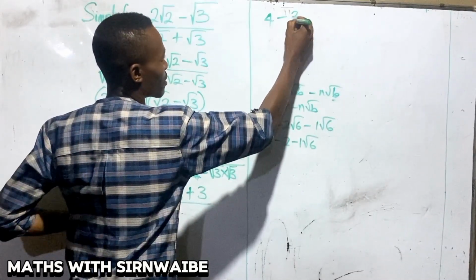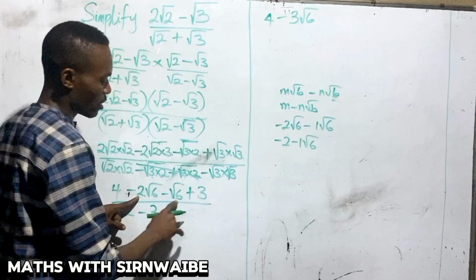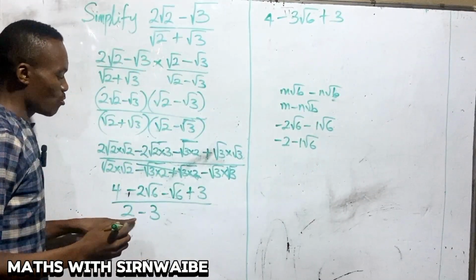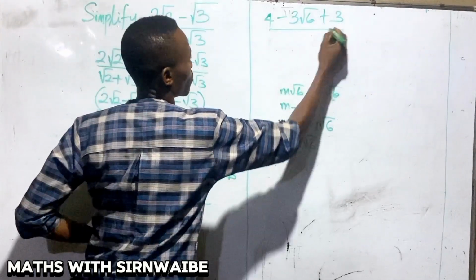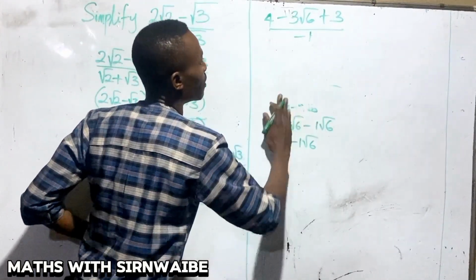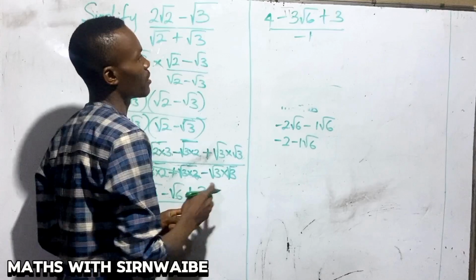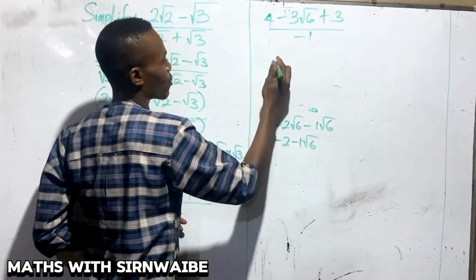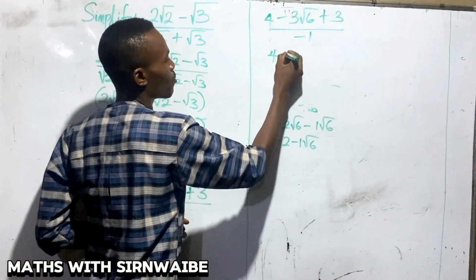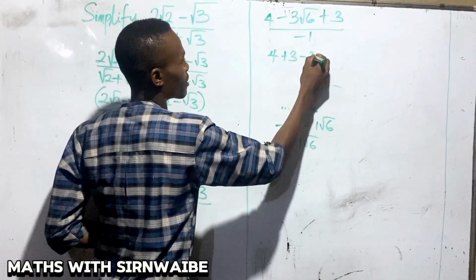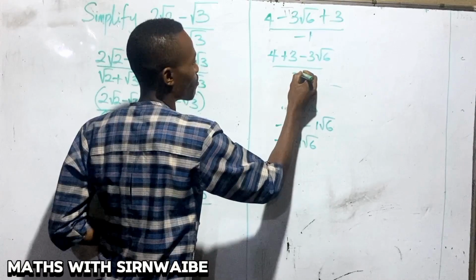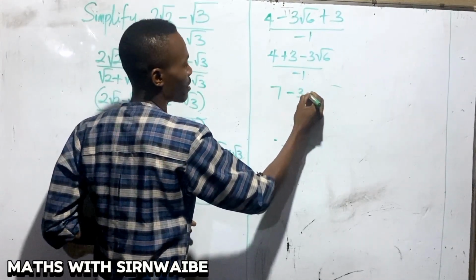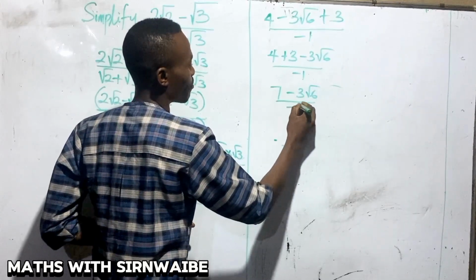So we have minus 3√6 here in this phase, then plus 3 all over 2 minus 3, which will give us minus 1. So having arrived at this point, this is a number and this is a number, while this one is a surd. So we collect like terms here. We have 4 plus 3 minus 3√6 all over minus 1. We have 7 minus 3√6 all over minus 1.